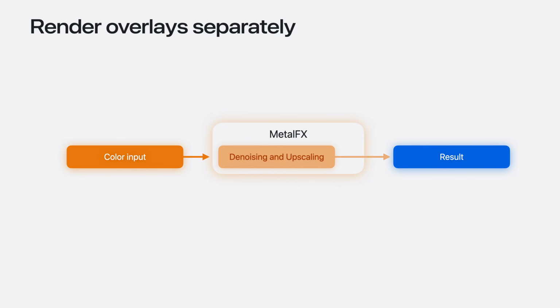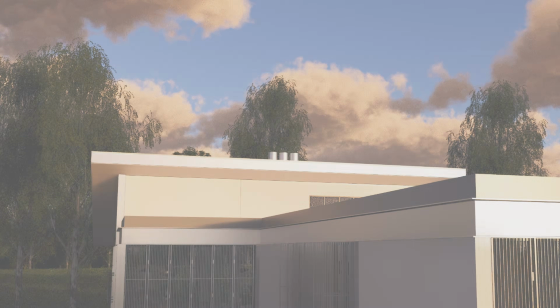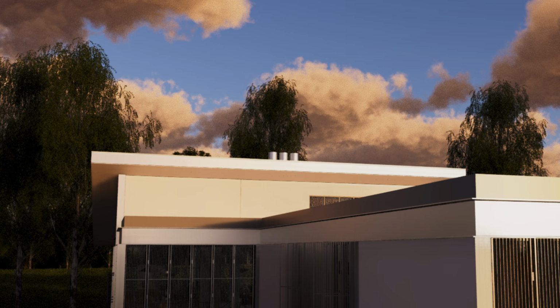MetalFX will denoise and upscale your noisy input. For those noise-free effects, you can leverage the MetalFX transparency overlay input instead. The overlay input will only be upscaled and composited in the final result for you. For areas that are already noise-free, like the sky, you can configure MetalFX to skip denoising for those pixels using the denoiser strength mask. I'll share an example.